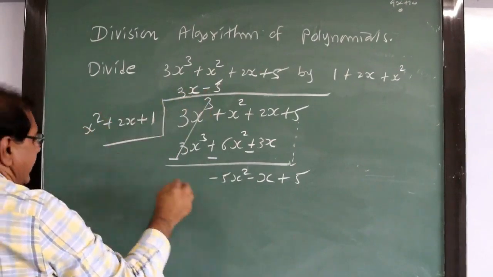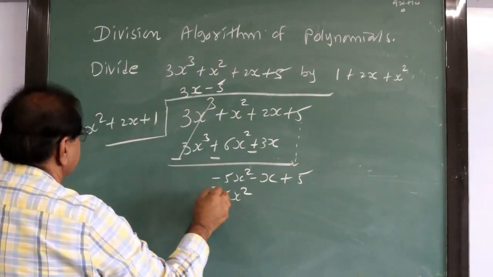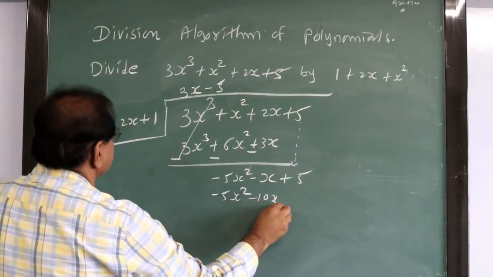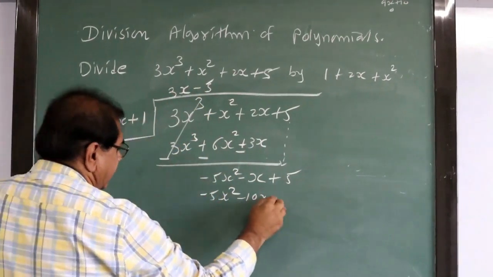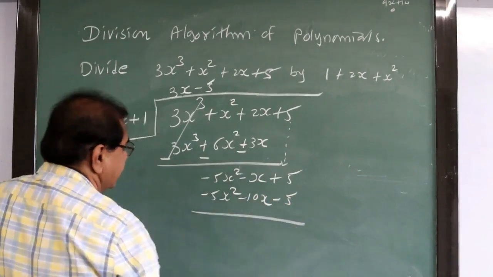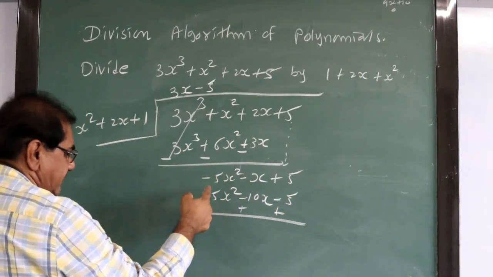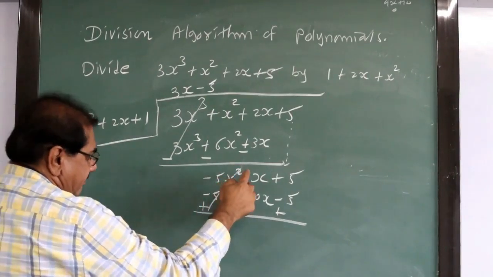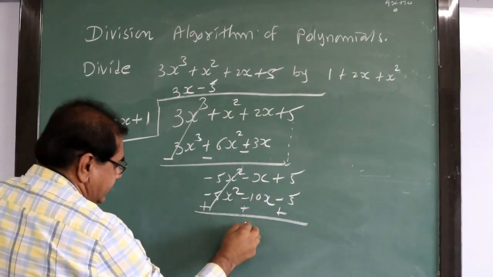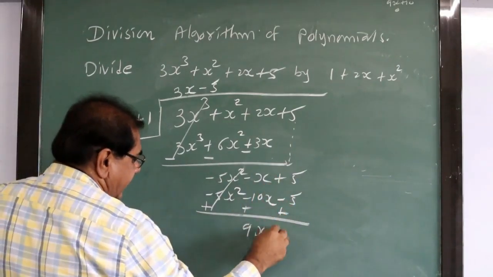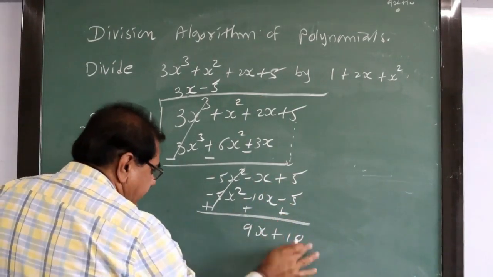So minus 5 into x square, minus 5x square, minus 5 into plus 2, minus 10x, minus 5 into plus 1, minus 5. We do the subtraction, sign alters. So minus 5x square plus 5x square gone, minus x plus 10x, it makes plus 9x, and plus 5, it is 10. So this is the remainder.